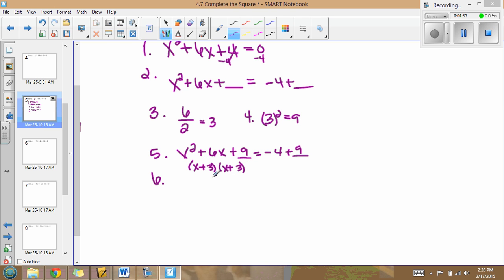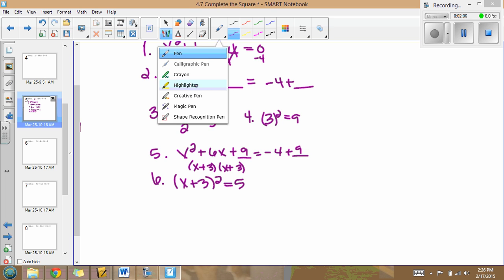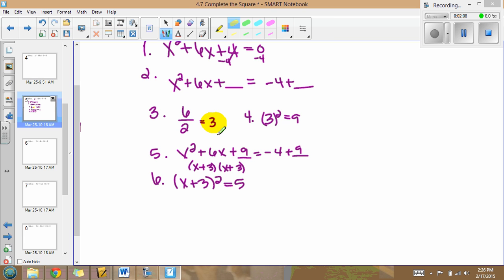So to write it as a perfect square, I'm looking at those two and simplifying. So since I have two of the exact same thing, I could say x plus 3 squared equals 5. And if you recall from yesterday, whatever that value is that's half of your middle term, that's exactly what should be inside of your parentheses every single time.